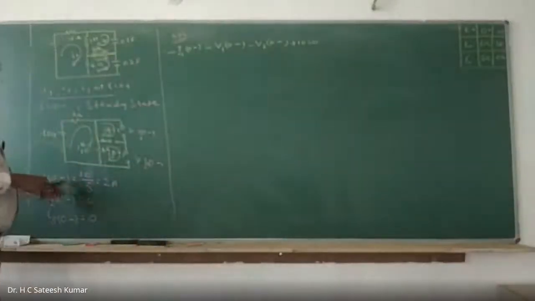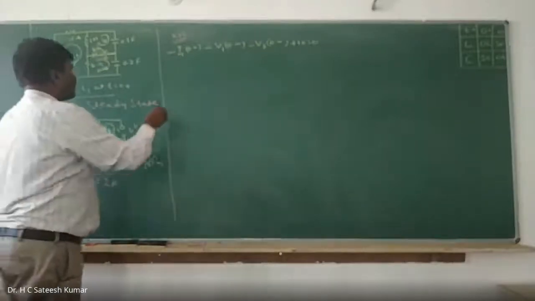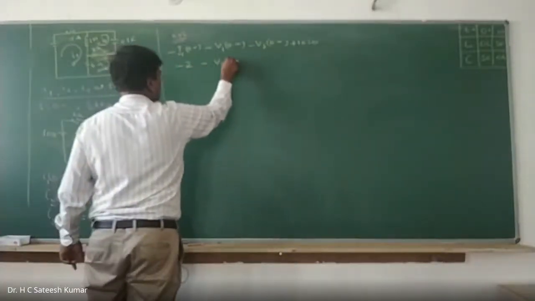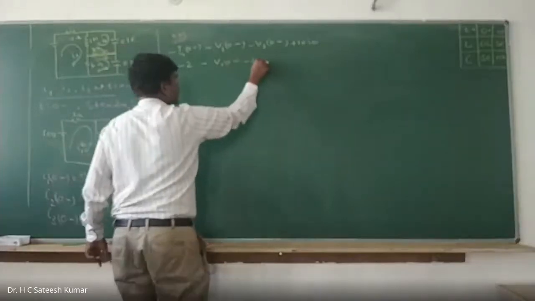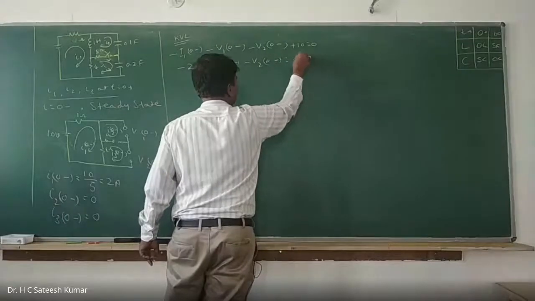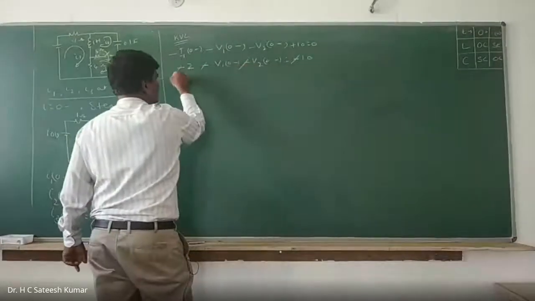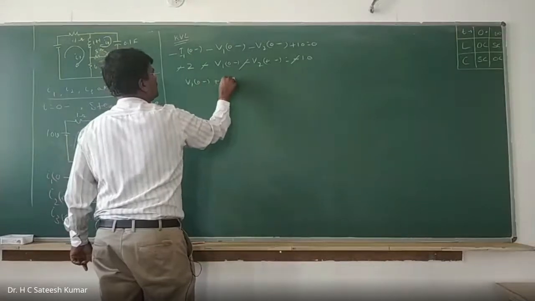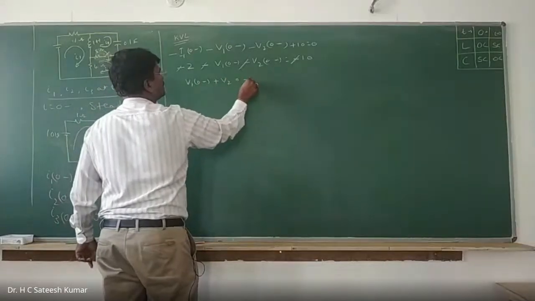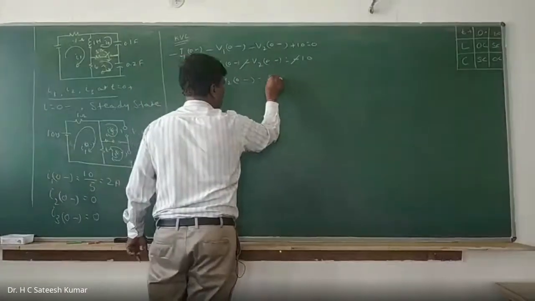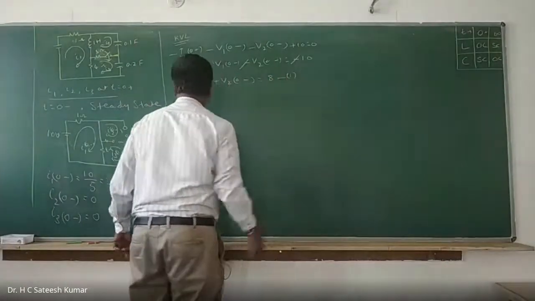I1 0 minus is 2. So therefore, we will get minus 2 minus V1 0 minus minus V2 0 minus is equal to minus 10. So all this minus sign gets cancelled. V1 0 minus plus V2 0 minus is equal to 10 minus 2, which is 8. Call this equation number 1.